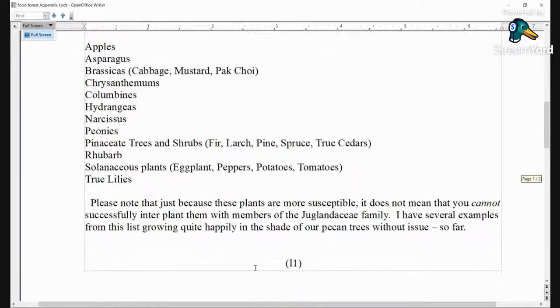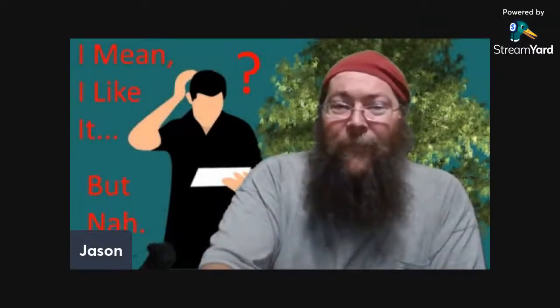All right. So please note that just because these plants are more susceptible, it does not mean that you cannot successfully interplant them with members of the Juglandaceae family. I have several examples from this list growing quite happily in the shade of our pecan tree without issue so far. So there we go.